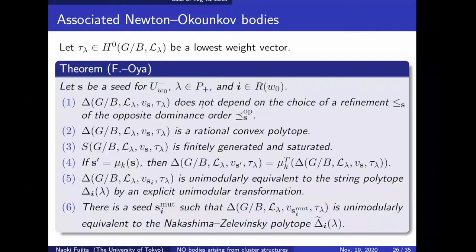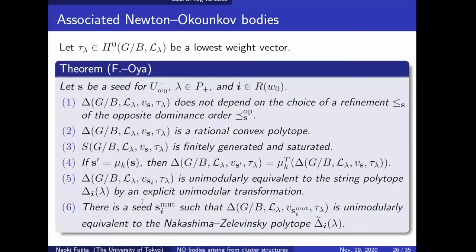Let us consider the Newton-Okounkov body of C[G over B] associated with the valuation v_S. Then Oya and I proved that this Delta has these properties. First, it is independent of the choice of refinement of the opposite dominance order. So it depends only on the dominance order and on g-vectors of the upper global basis. This Delta is a rational convex polytope, and more strongly, the semigroup S is finitely generated and saturated. So we obtain a toric degeneration, and we can apply a Harada-Kaveh result to this Newton-Okounkov body.